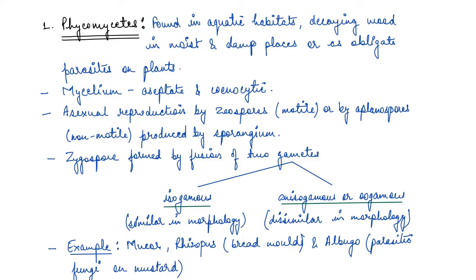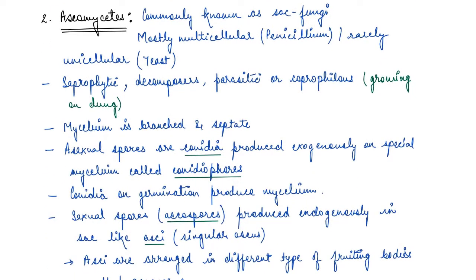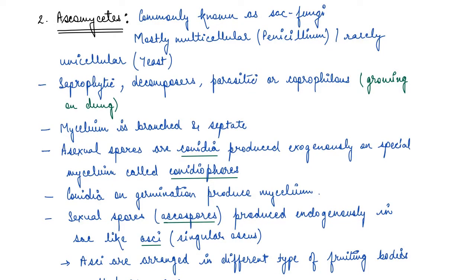Okay, so the next form of fungi is Ascomycetes. Now what is Ascomycetes? They are known as sac fungi. They are multicellular and, very rarely, unicellular. Now how do they survive? They are either saprophytic decomposers or parasites. They also sometimes grow on dung, so they are known as coprophilous. In this case the mycelium is branched and septate.